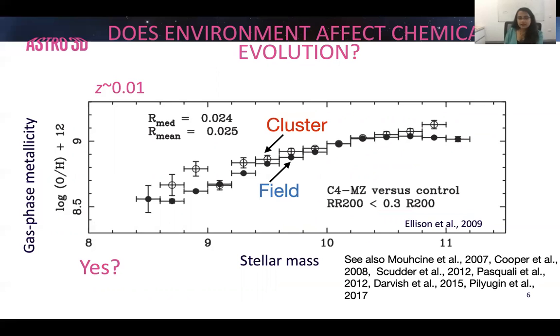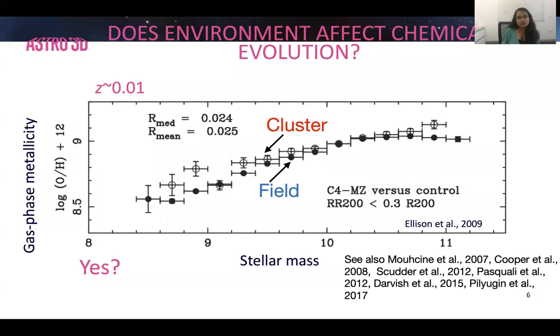The SDSS survey is a survey in the local universe, and all galaxies are at roughly 0.01 redshift. It divides all the SDSS galaxies into a cluster and a field sample. The cluster galaxies are shown by the open circles, and the field galaxies by the solid circles. And it compares whether the gas phase metallicities are different in the two environments. I won't blame you if you say the answer is no on this plot, because there's hardly any difference, especially at the high mass end.